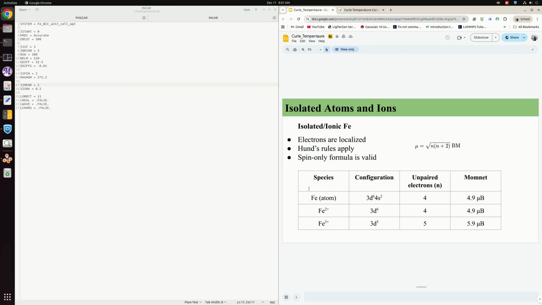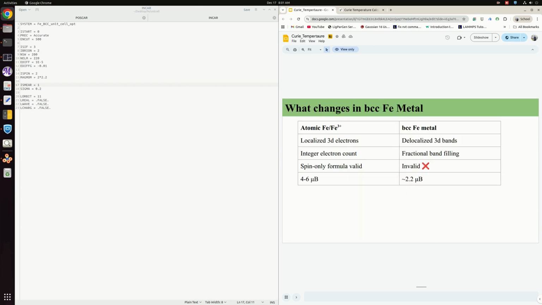If we come to the species Fe as an atom, with this configuration we will have 4 unpaired electrons, which will give the magnetic moment as 4.9 mu B. In a similar way, if we look at Fe2+ and Fe3+, we will get these values. So for any kind of isolated atom, we can take the range of the magnetic moment as 4 to 6 mu B. But what happens if we take Fe metal?